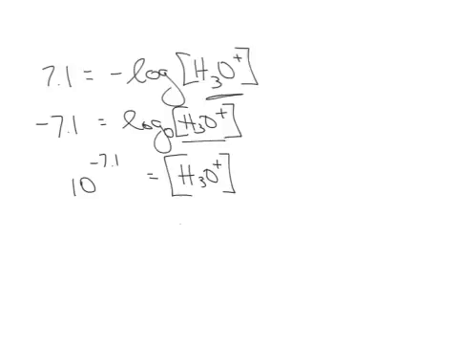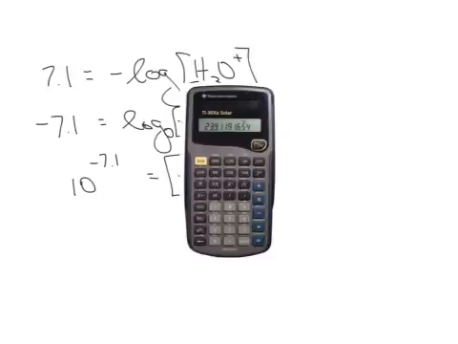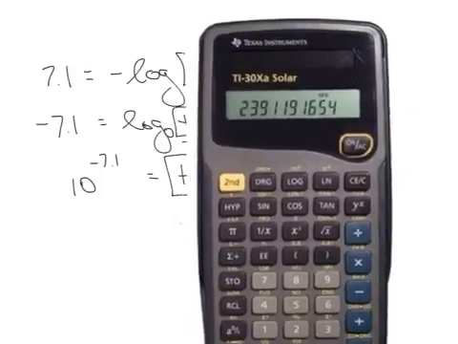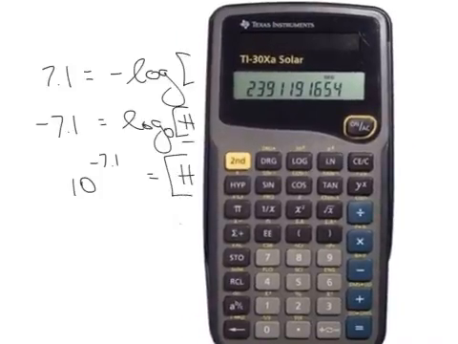Alright, so at this point, I can take my calculator and put 10 to the negative 7.1, and let's see, I'm going to try this. I haven't done this before. So okay, it didn't work. I was trying to make a video of me using the calculator, but I can't make it work. So we'll use this pretend one here.